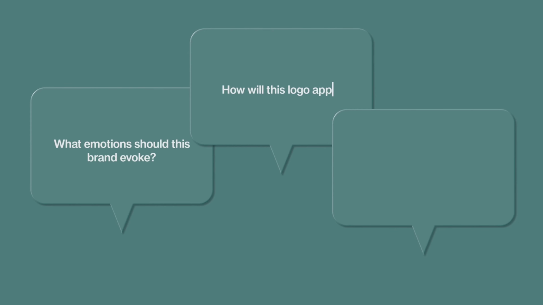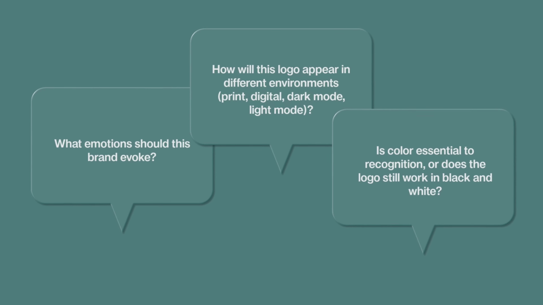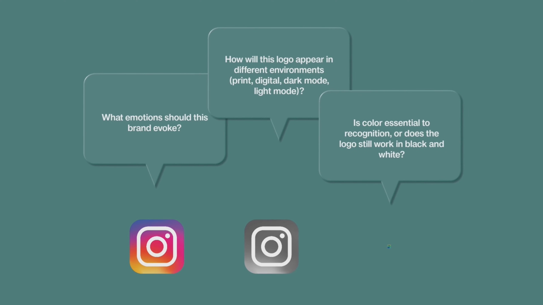How will the logo appear in different environments: print, digital, dark mode, light mode, and so on? Is color essential for recognition here, or does the logo still work in black and white? Testing a logo in both grayscale and inverted colors can reveal whether it relies too much on color rather than a strong shape and form.